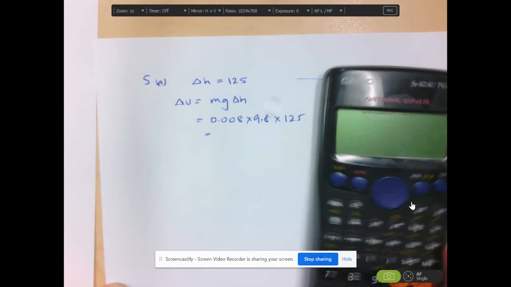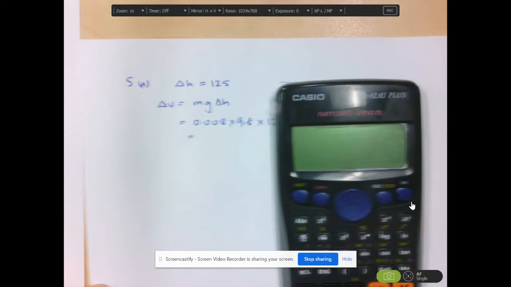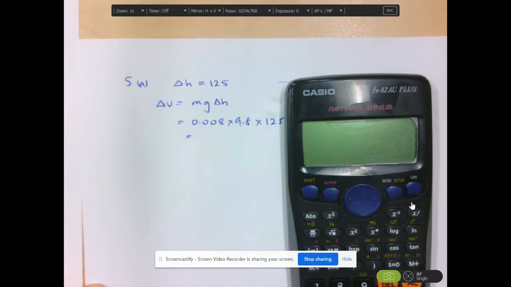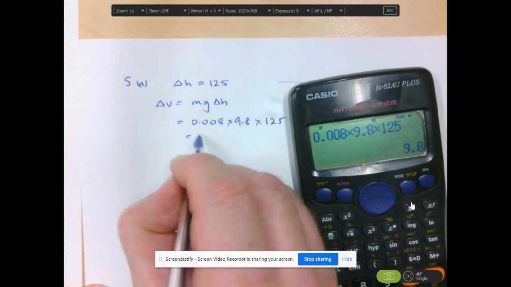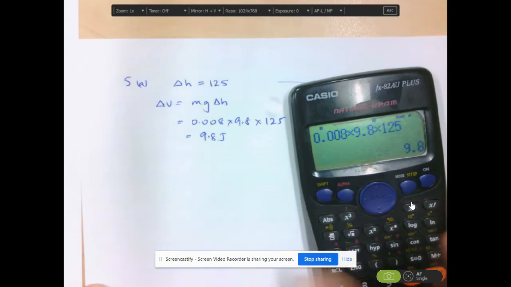Type it into a calculator now. We get, let's see, oops, not turning on. There we go. 0.008 times 9.8 times 125, and that gives us 9.8 joules. Okay.